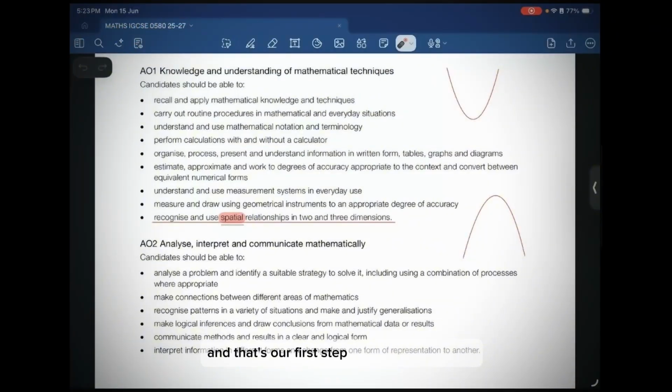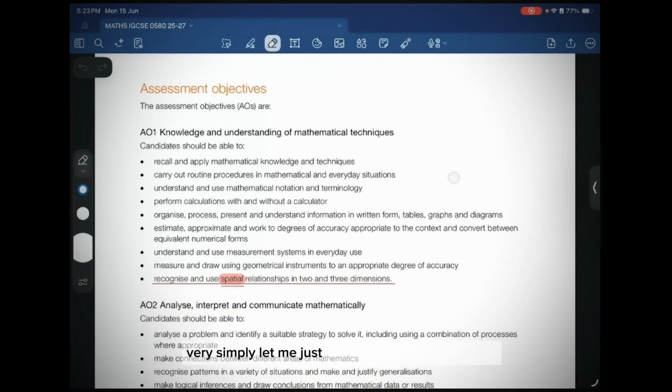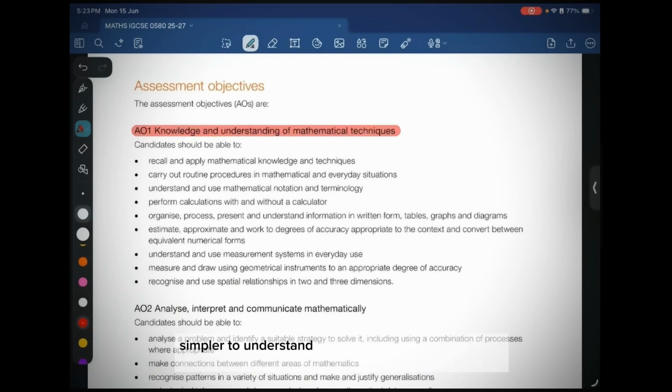And that's our first step towards the syllabus. All right, we're going to understand what your assessment objectives are. Okay, very simply, let me just erase the graffiti on the side. If you look at the first one, it is undoubtedly simpler to understand. It just simply says that the first assessment objective is knowledge and understanding of mathematical techniques.